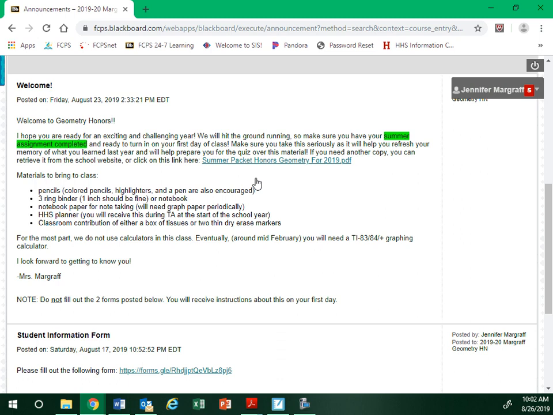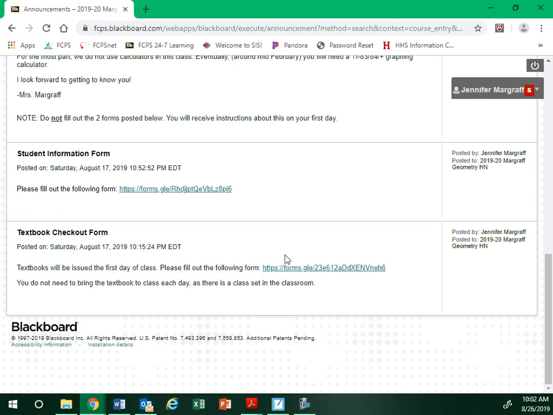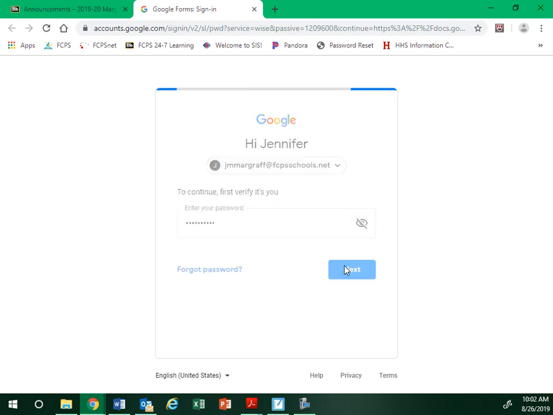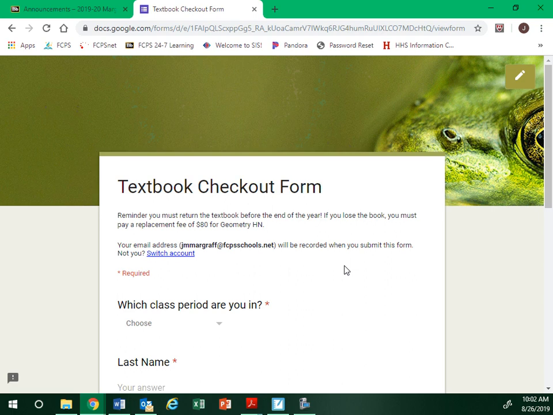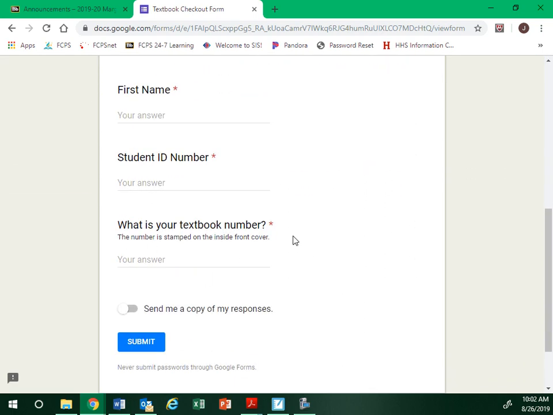And then after today, you can go ahead and fill out these two forms here. The textbook checkout form is simply a Google form for you to fill out. Okay, so you have to log in. Make sure you type in the correct password and don't have your caps lock on. Okay, so just list what period you're in, your first and last name, and this is where you'll put your textbook number.